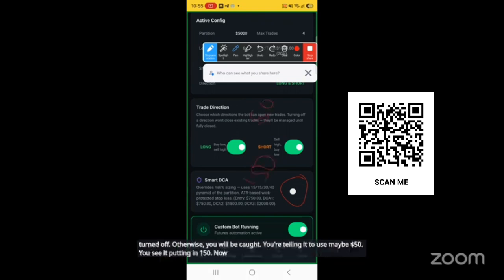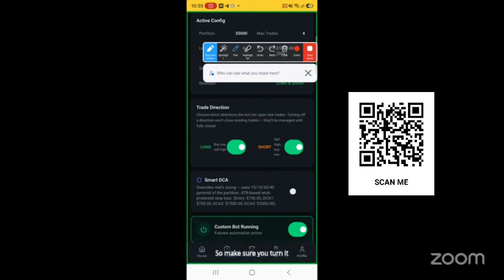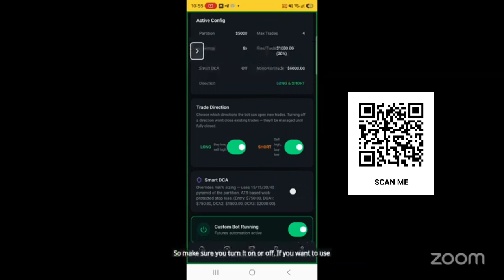Now you start wondering, why is it putting in 150? I told it to put in 500. It is because of this single button. So make sure you turn it on or off. If you want to use a specific amount of money, make sure it is off.